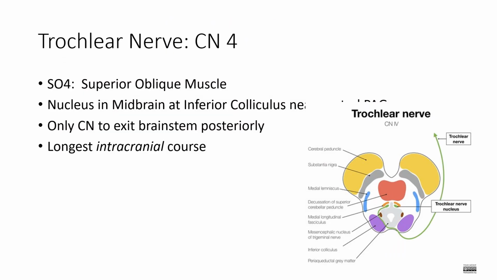Let's take a look at the trochlear nerve now. It supplies the superior oblique muscle. So remember SO4, LR6, although there's 3, this is the SO4. The nucleus lies in the midbrain at the level of inferior colliculus near the ventral periaqueductal gray. It's the only cranial nerve to exit the brain posteriorly, and it has the longest intracranial course, not the longest nerve, longest intracranial course, because it's doing this posterior exit here. So you can see my red marker down here coming along. And then out to SO4, just a tiny thin nerve here.